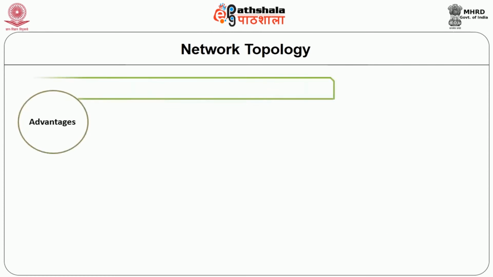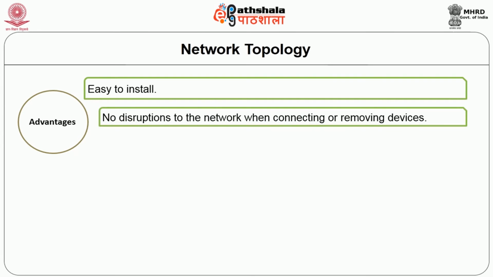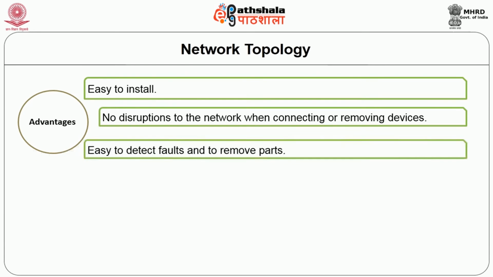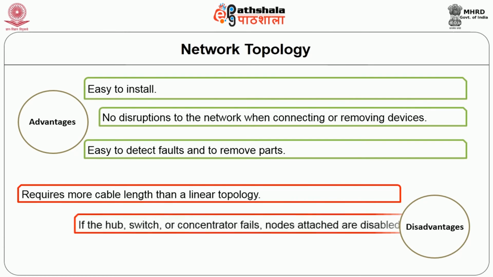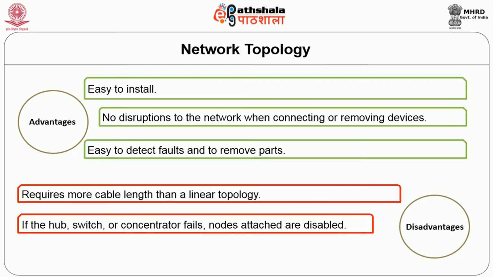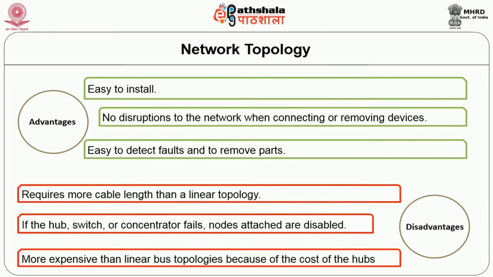Advantages of star topology: easy to install, no disruptions to the network when connecting or removing devices, easy to detect faults and to remove parts. The disadvantages are: it requires more cable length than a linear topology. If the hub, switch, or concentrator fails, nodes attached are disabled. More expensive than linear bus topologies because of the cost of the hubs, etc.